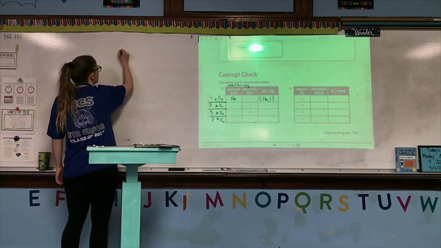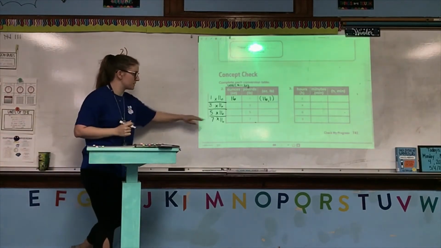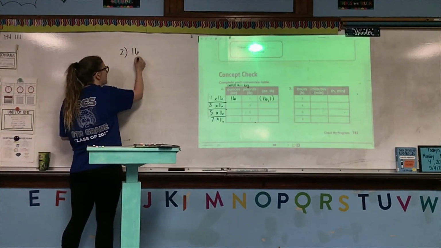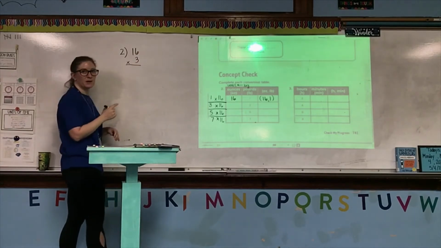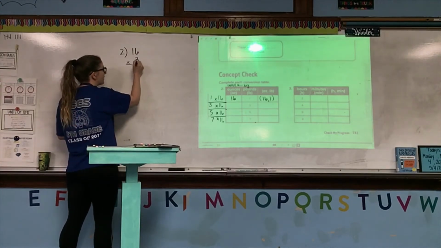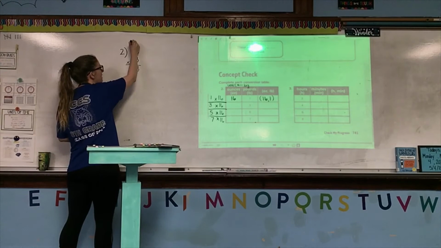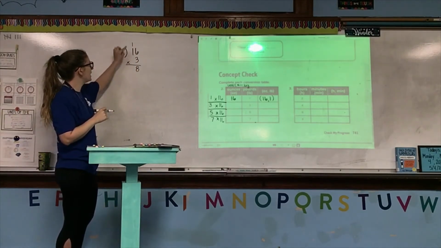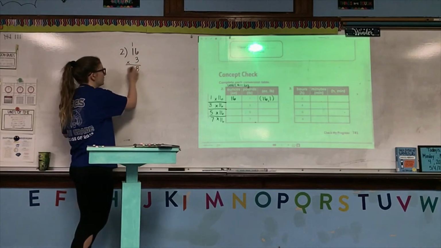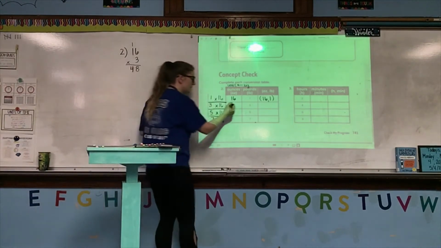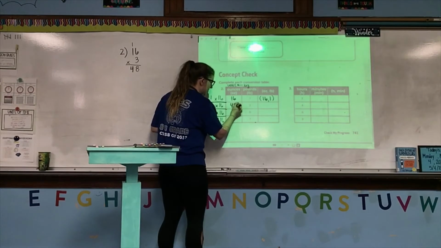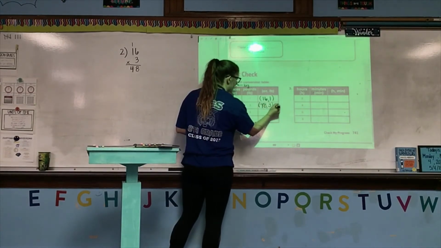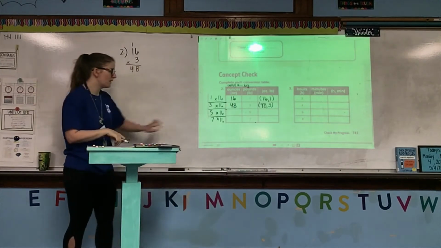And for number 2, I need to set these problems up and down. I always put the number with more digits at the top, and then I multiply. 3 times 6 is 18. Regroup the 1 to the tens place. 3 times 1 is 3, plus 1 is 4. So that means 3 times 16 is 48. So there are 48 ounces in 3 pounds.